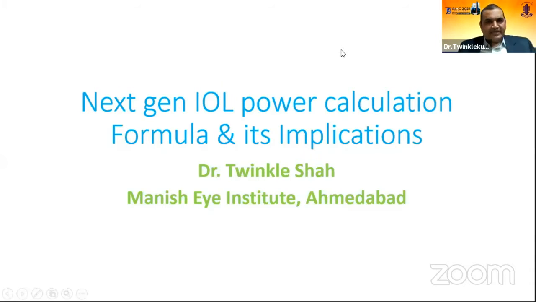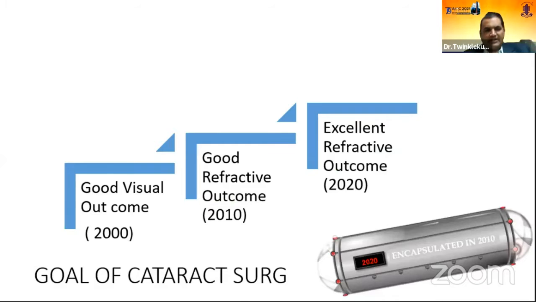Next generation IOL power calculation formulas and their implications. In 2000, a good visual outcome was our surgical goal, and over the next decade a good refractive outcome became the goal. Over time, because of inventions like very good optical biometry and keratometry measurements, and refinement in the surgical processes and equipment, an excellent refractive outcome is now our goal.